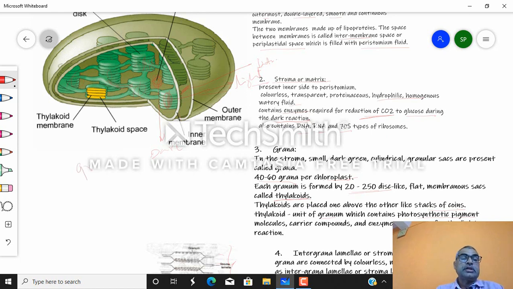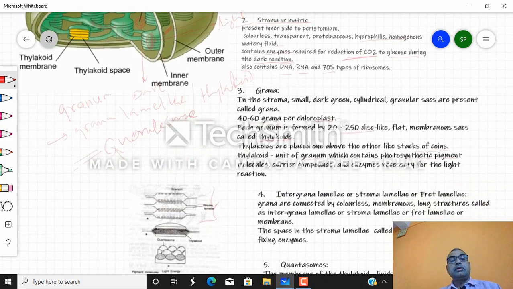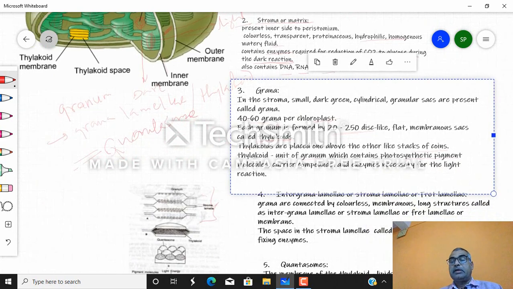Actually, if you see here, the granum region is made up of grana lamellae, and these grana lamellae are nothing but the thylakoids, and within the thylakoid you will observe quantasomes, isn't it? So this is about the granum region. The next one is the intergrana lamellae.